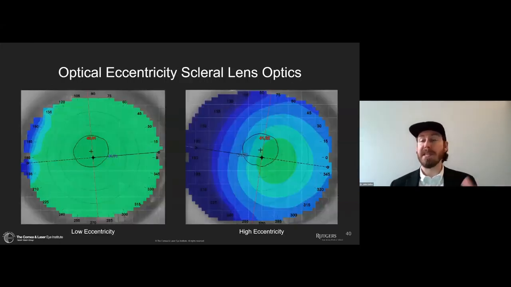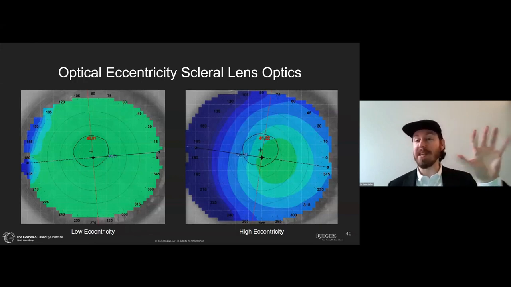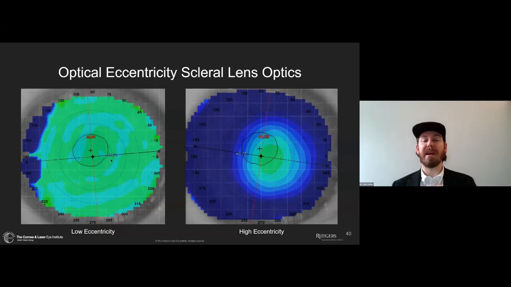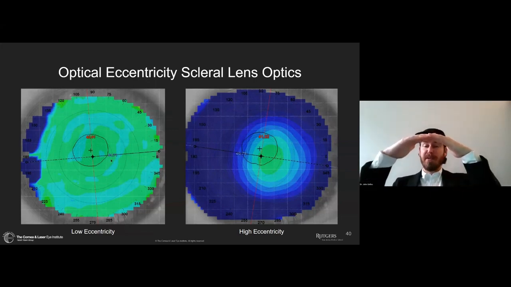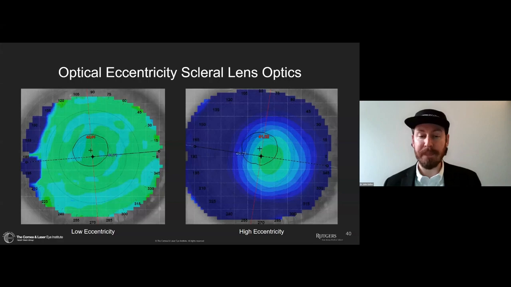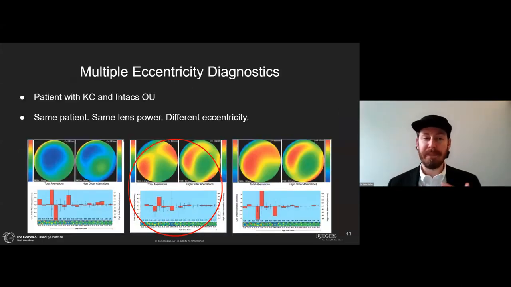So what I did here was, again, we're going back to taking topography so you can see what the shape change is on the front surface of these lenses, right? It is a physical shape change. These lenses have the exact same central power, but you can see that the periphery of the lens changes dramatically in its shape. In the low eccentricity, we have a generally even surface shape, whereas in the high eccentricity, or the high asphericity, we have more of a peripheral shape change, right? So let's see how we use this.